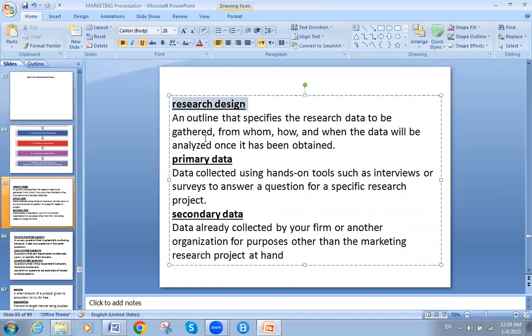We'll come to research design. It is the outline that specifies the research data to be gathered, from whom, how, and when the data will be analyzed once it has been obtained. We have primary data and secondary data. What is the difference between them? Primary data is used when you don't have any other resources to get the information you need from the market. Your last resort is the primary data. It's data you collect for the first time, using hands-on tools such as interviews.